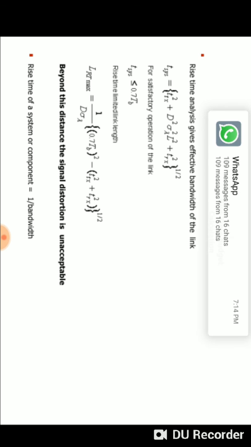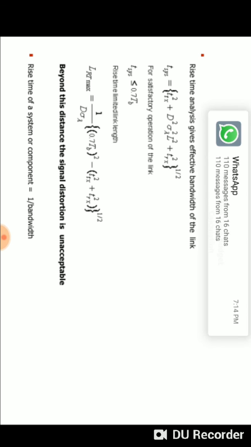So that is the concept of system rise time budget. In that also, by considering this formula, TSYS should be less than or equal to 0.7 of TB, whatever the bit duration corresponding to the bit error rate we are considering. So TSYS should be less than 0.7 of TB. Now, rise time limited link design.